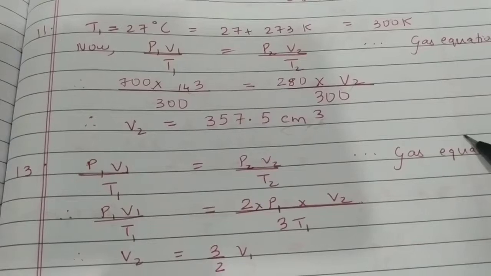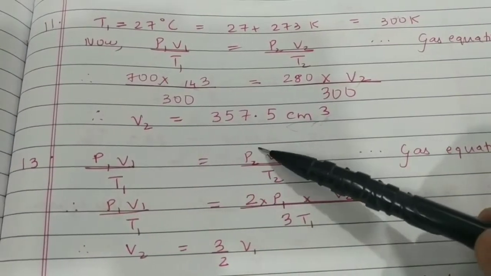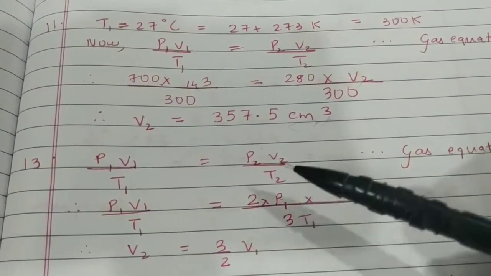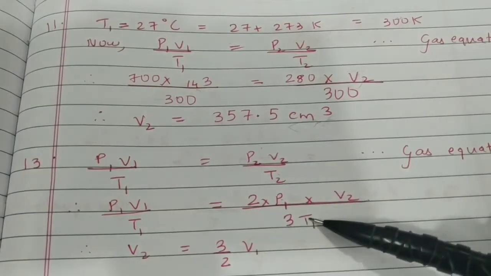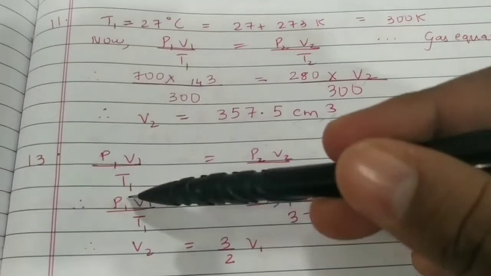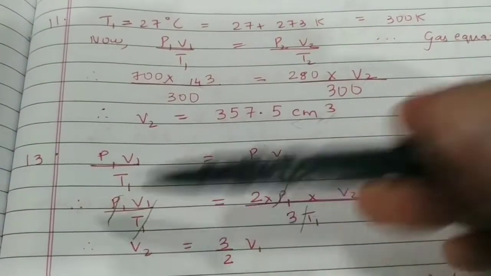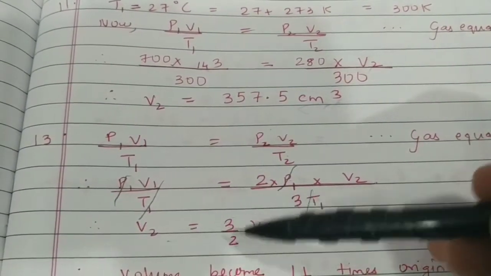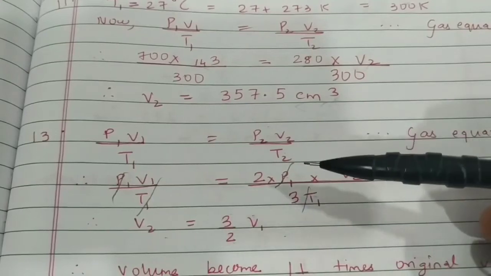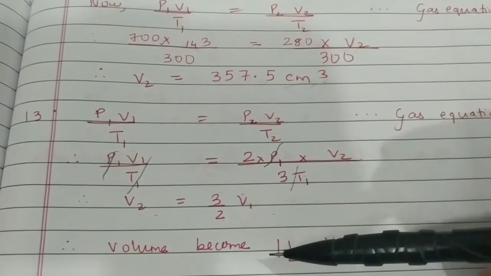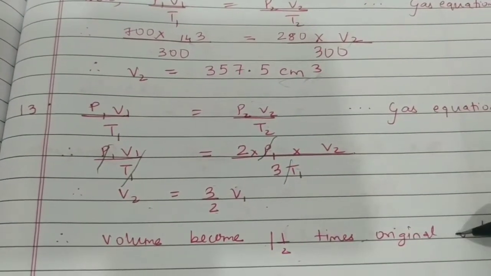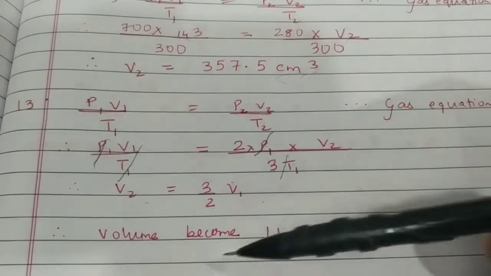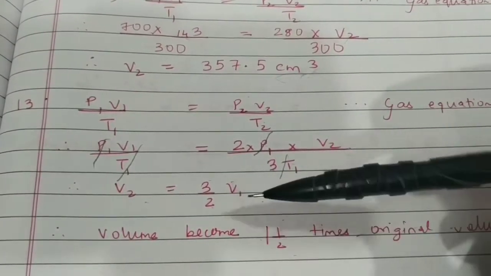First of all, the gas equation. Now the new pressure is twice the initial pressure. The new temperature is thrice the initial temperature. So pressure is gone, temperature is gone, so the values didn't matter anyway. And I got the relationship between V2 and V1. Clearly I can see that there is a 50% increase in the volume. The volume becomes 1.5 times the original volume. Don't say that the volume increased by 1.5 times. It becomes 1.5 times.